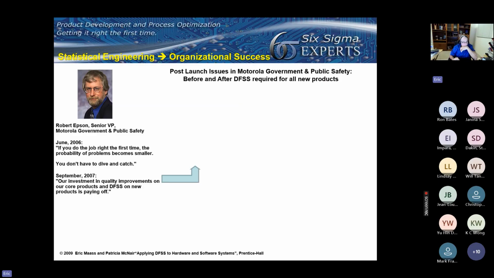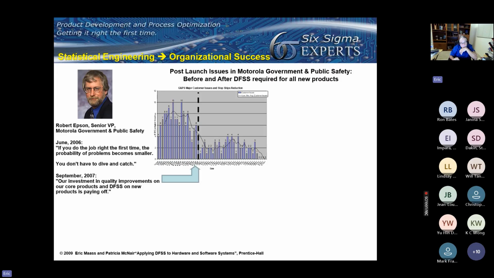And then he started showing results a few months later of using these kind of approaches. So these are the number of post-launch issues, analogous to the field corrective actions in the medical device industry. These are post-launch issues with the supply chain or issues with the customers having to return products within 6 months over time. And this dashed line is when we started using Six Sigma statistical engineering on all new products. This is the before and afterwards.